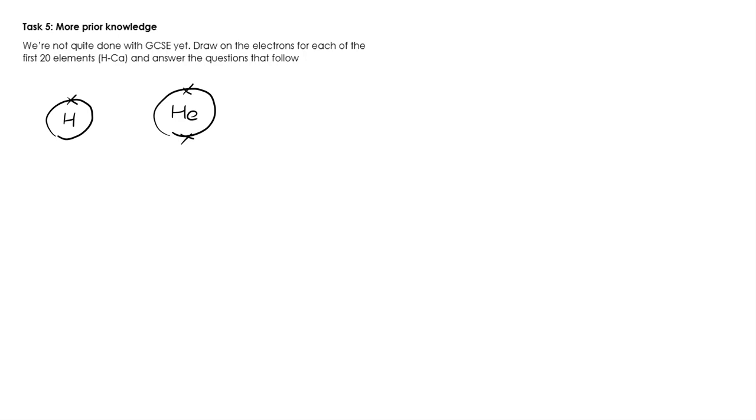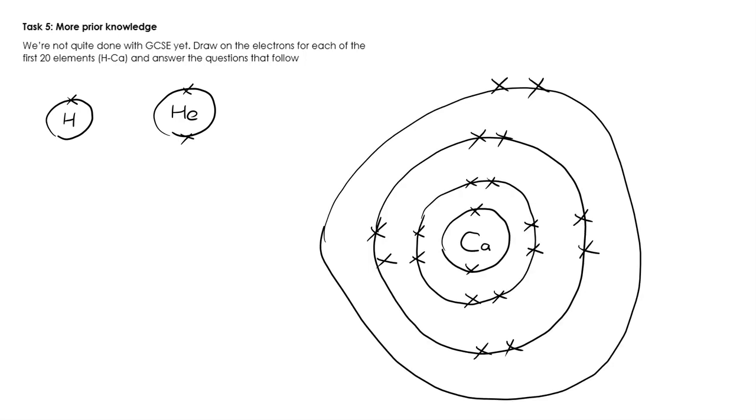But I'm going to jump all the way to calcium now. Calcium has 20. So, my first principal energy level holds 2. My second holds 8. And we know from GCSE that we then have 8 more in the next principal energy level, and we have 2 more in the principal energy level that follows. As I say, this is a model that we're going to change quite significantly over the course of the next few minutes.